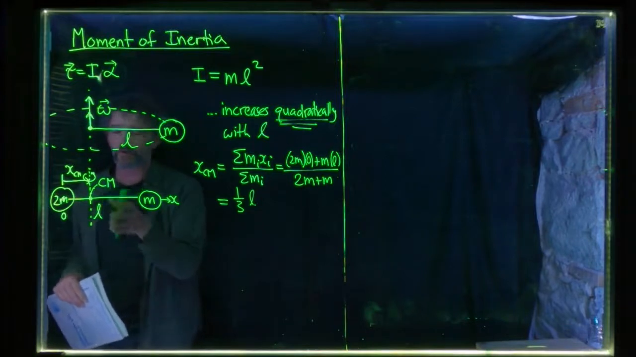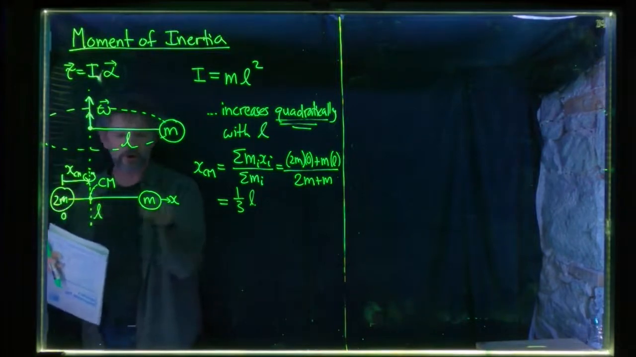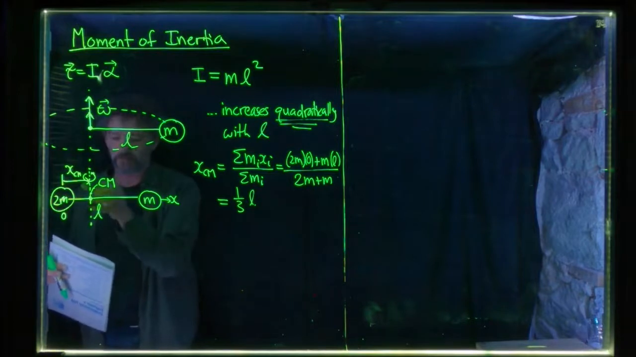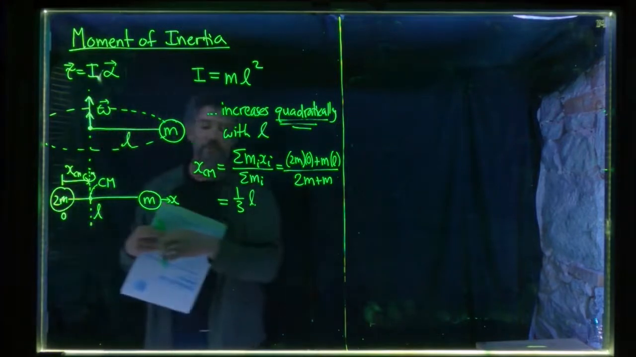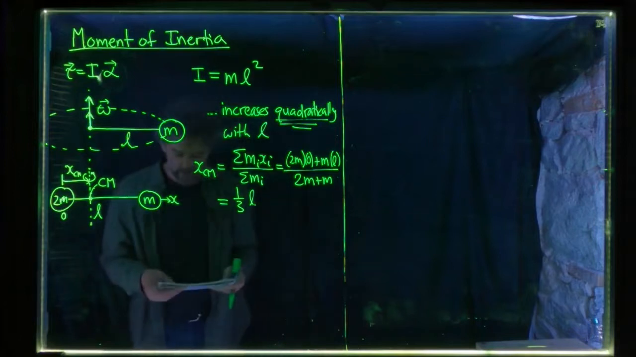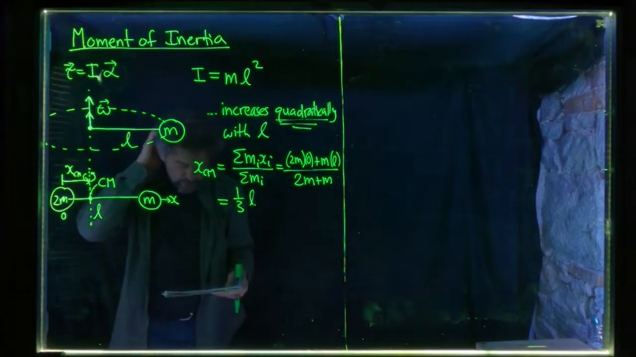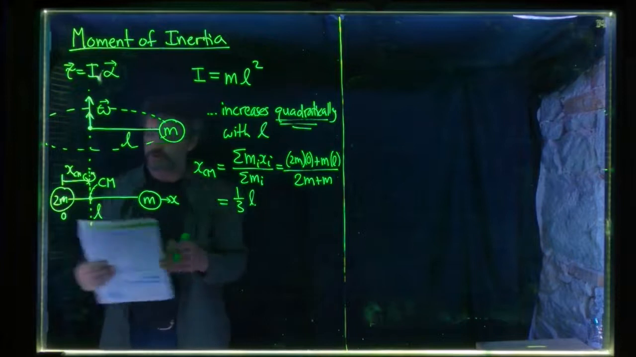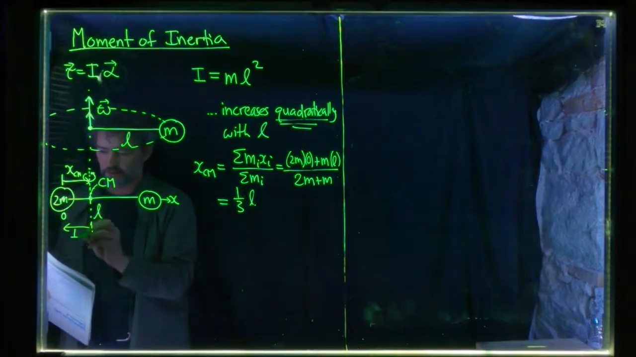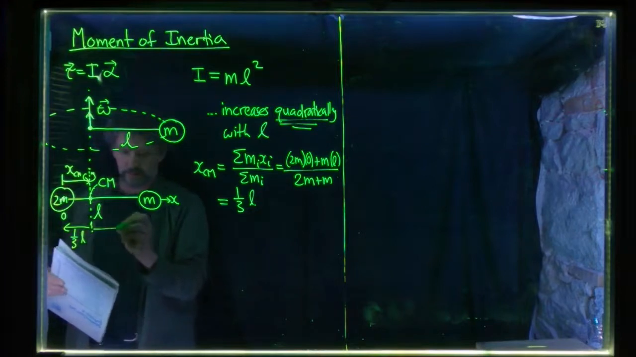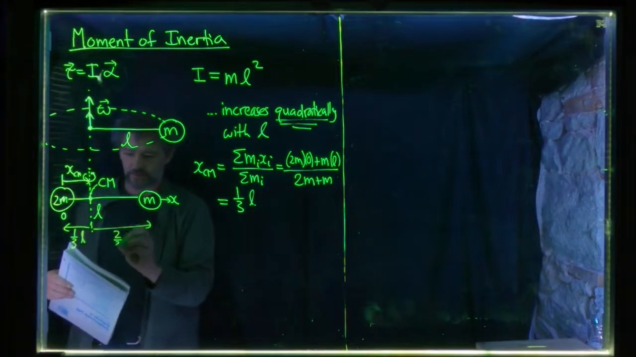Now we're going to grab this baton with two masses at the end. We're going to grab it at the center and exert a torque in that direction, which means we're twisting it that way. We're wondering, what resistance does that object present to changes in its angular velocity? So this distance is 1/3 L. This distance is 2/3 L.